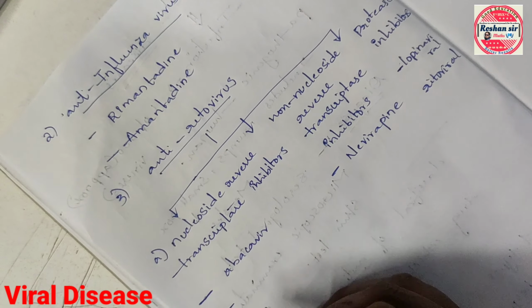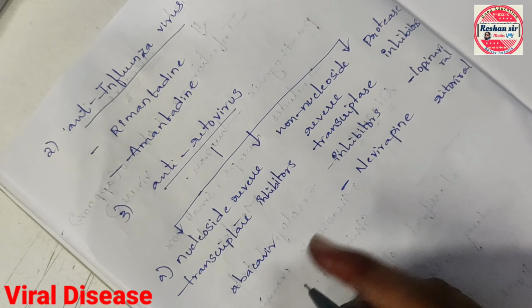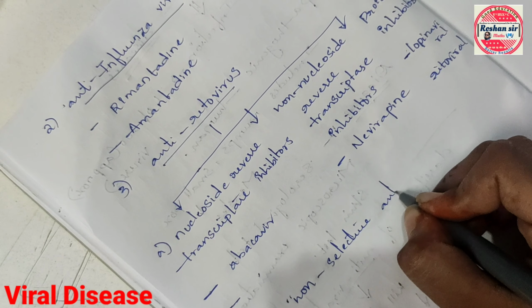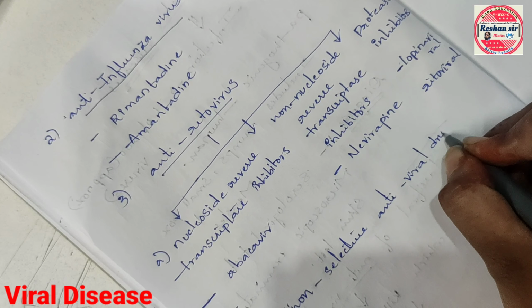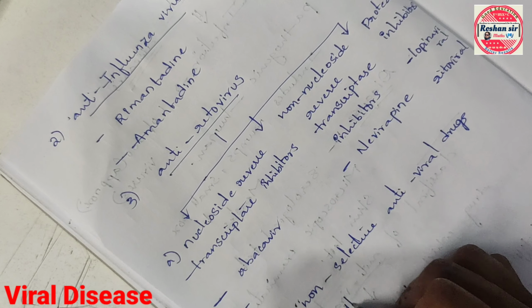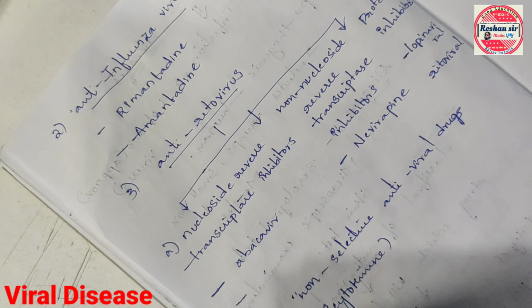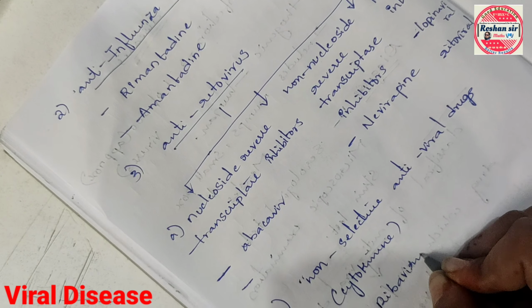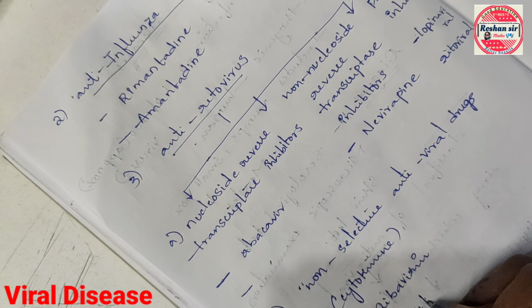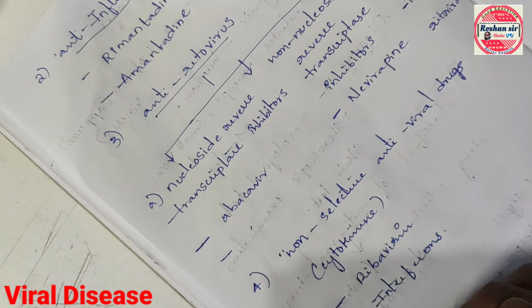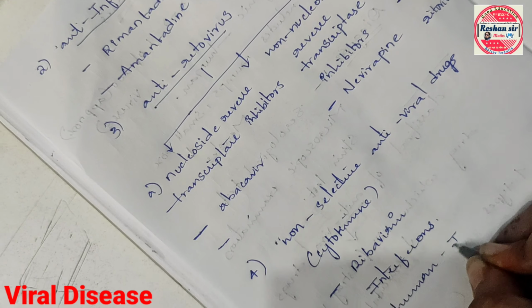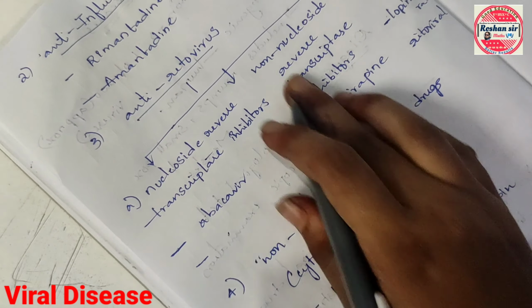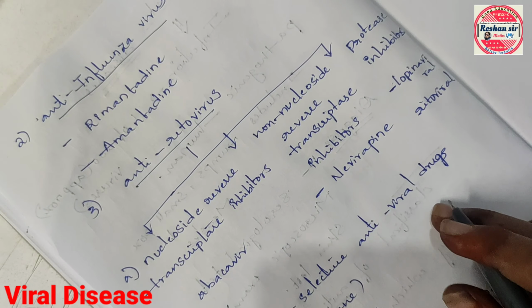Fourth, the fourth classification of drugs is non-selective antiviral drugs. These are cytokines. Examples of non-selective antiviral drugs are ribavirin and interferons and also human immunoglobulin. These are the drugs which are used in the treatment of viral diseases.